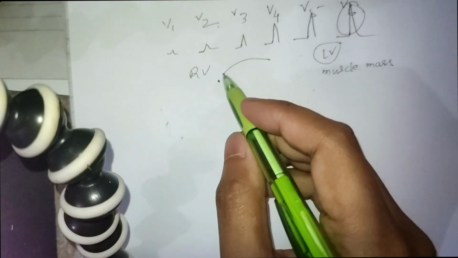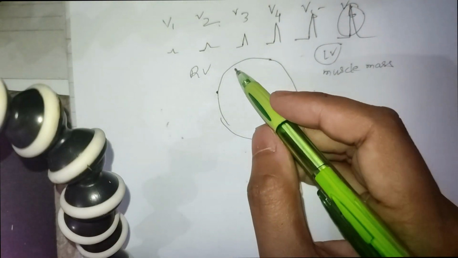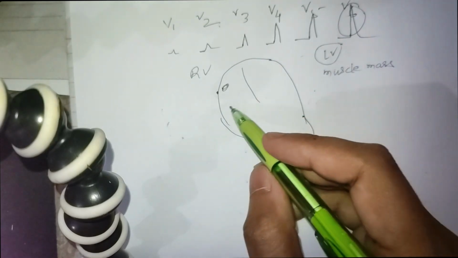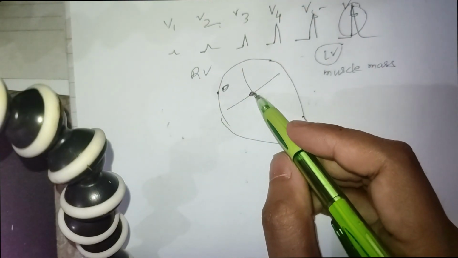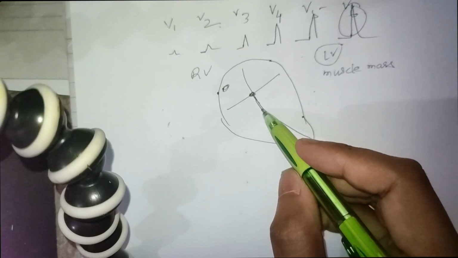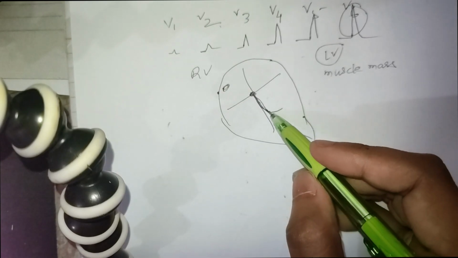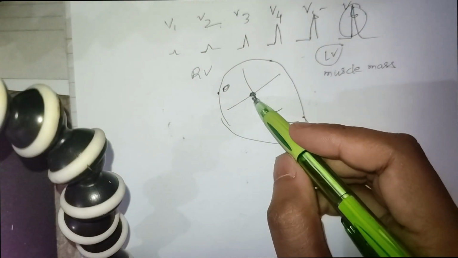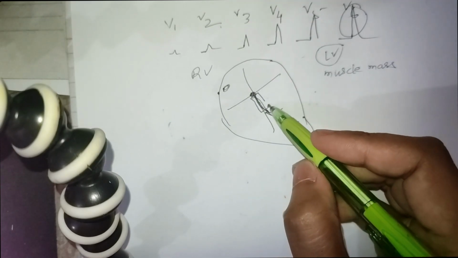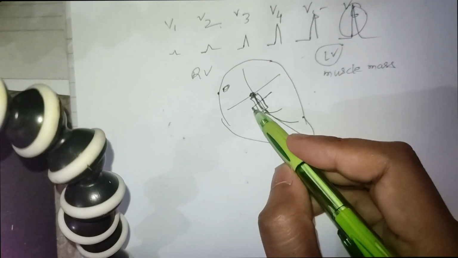So let me draw a heart to make it more clear. Let's suppose this is the heart and this is the SA node. These are the 4 chambers, and this is the AV node, and from the AV node there is the right bundle branch, then there is the left bundle branch which divides into the left posterior fascicle and left anterior fascicle. So this is the septum, right? And this septum depolarizes from left to right.